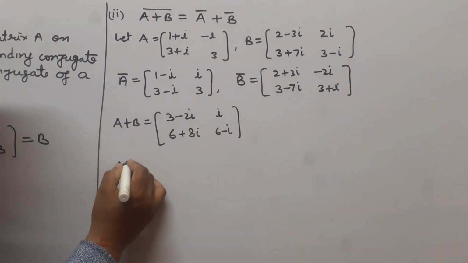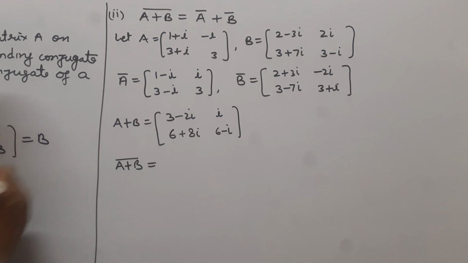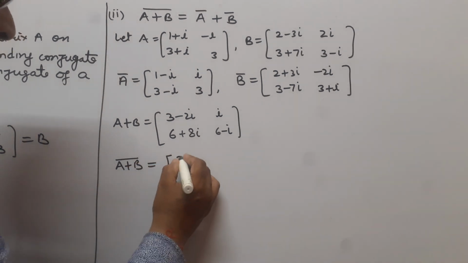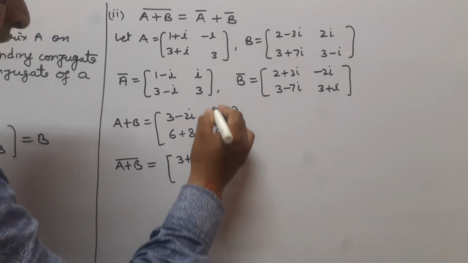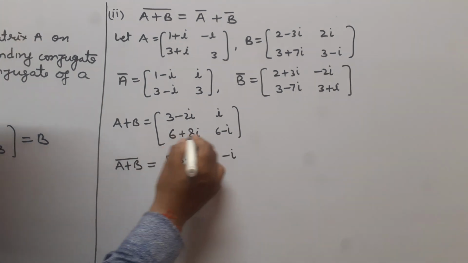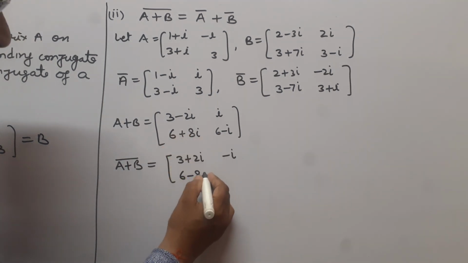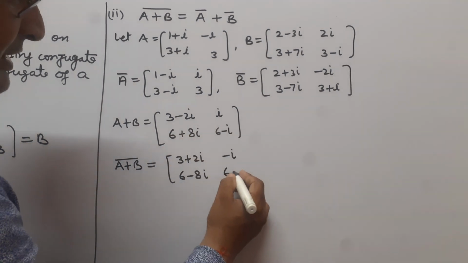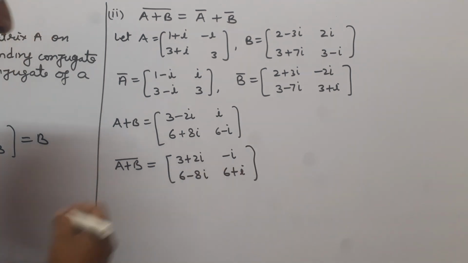Now we find the conjugate of the matrix A plus B. So this is 3 plus 2i. Conjugate of i is minus i. Conjugate of 6 plus 8i is 6 minus 8i, and conjugate of 6 minus i is 6 plus i.